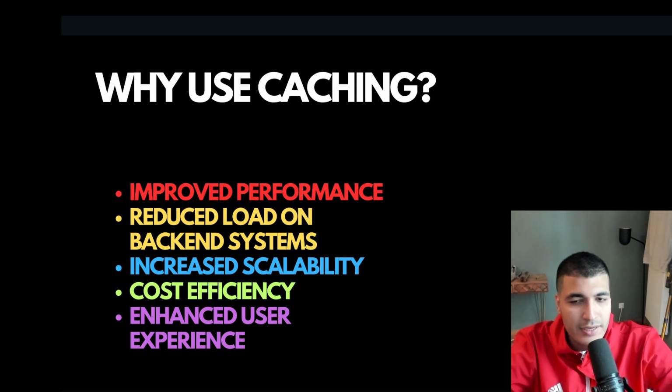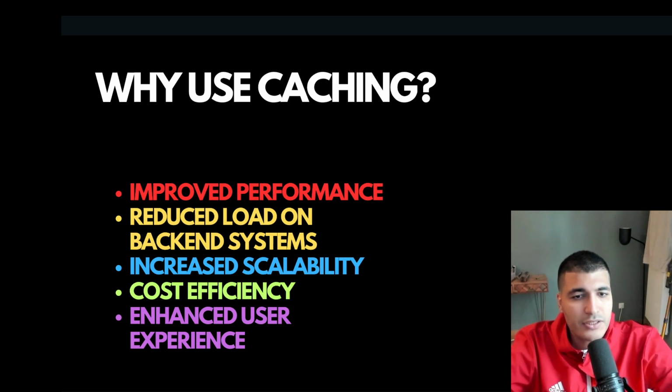Number two, reduced load on backend systems. Caching acts as a shield for your primary data stores. It reduces the number of requests that need to be processed by your backend databases or services, freeing up their valuable resources for other critical operations. This means your database can focus on handling writes or more complex queries.